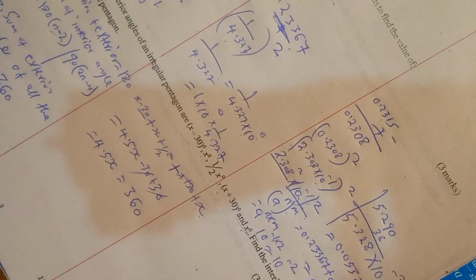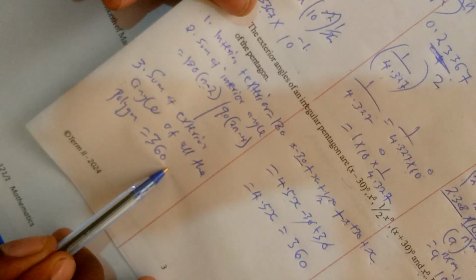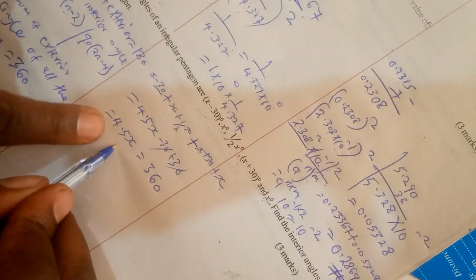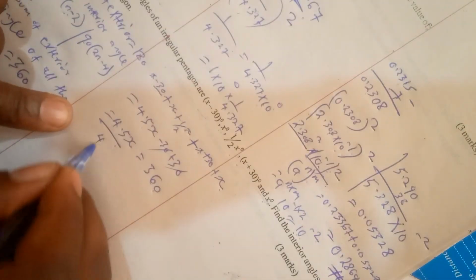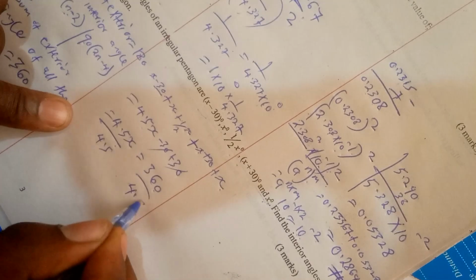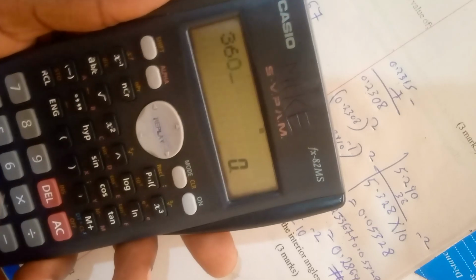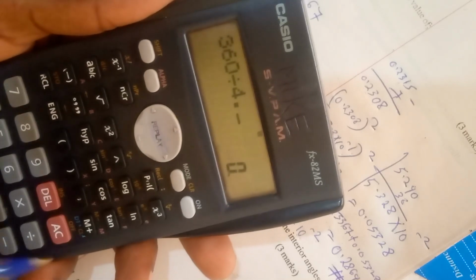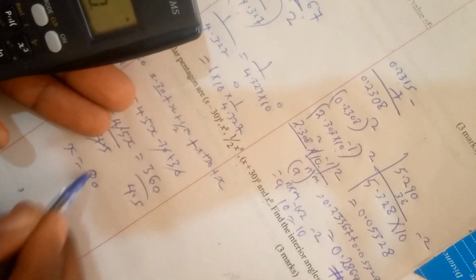Using rule number 3, the sum of all the exterior angles of a polygon must add up to 360, meaning the 4.5x is actually what? 360. So for me to get x, I divide by 4.5. So x therefore will mean 360 divided by 4.5, which in this case is 80.